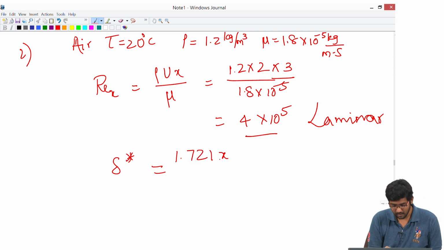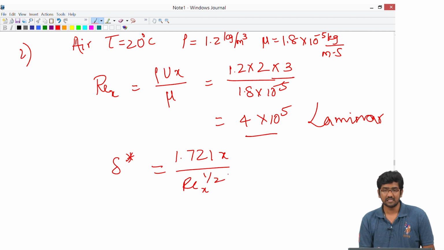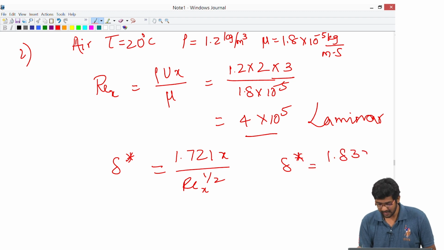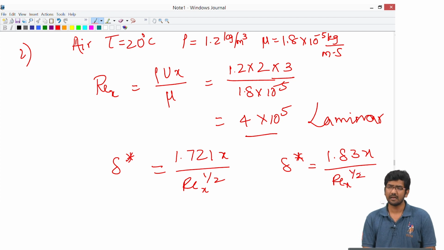1.721 x by Rex power 1 by 2. So, this is based on the exact calculation, and if we assume the profile in the boundary layer is parabolic, then what we get is something very close to that, which is 1.83 x by Rex power 1 by 2. So, the relative error between these two will be around 6%.